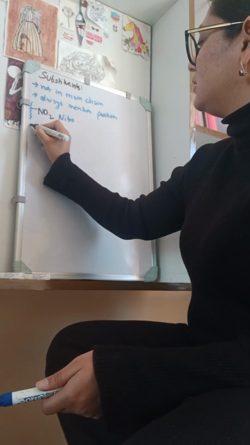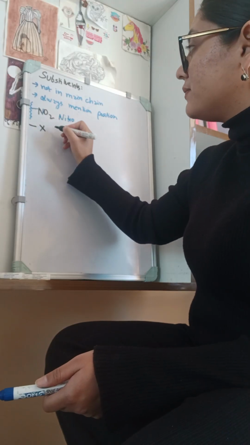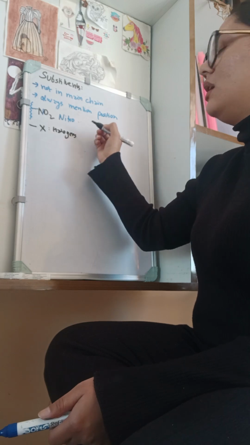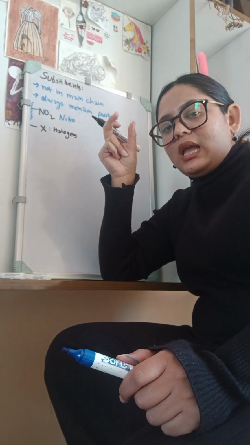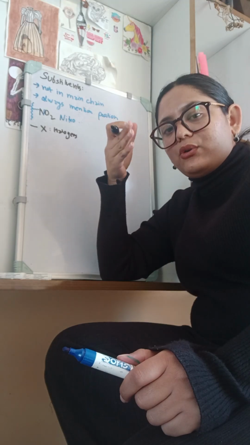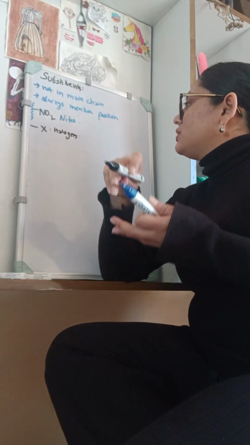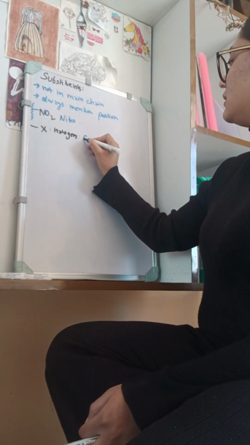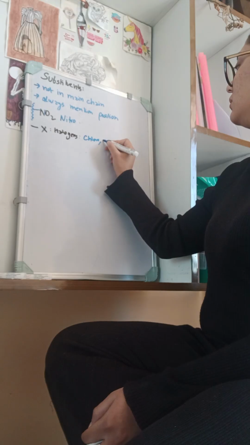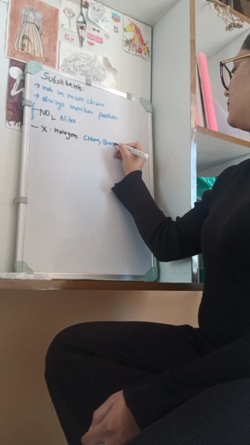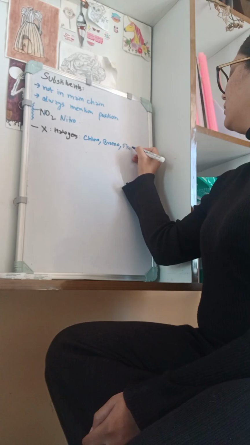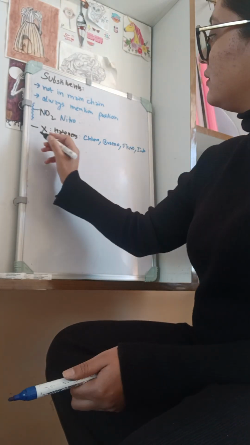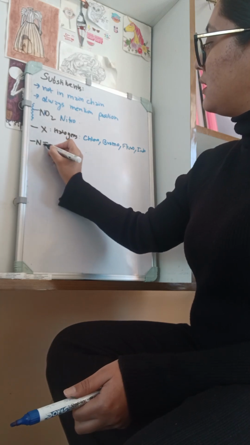Then we have X. X basically is the representation of all the halogens. Halogens are the atoms of the group of fluorine, chlorine, bromine, iodine. Okay. Halogens are called chloro, bromo, iodo, fluoro. These are chloro, bromo, fluoro, iodo.